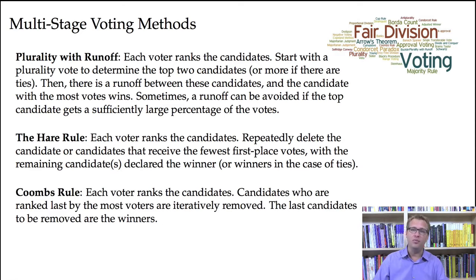And finally, Coombs' rule looks in the opposite direction. So Coombs asks which candidate receives the most last place votes, so which candidate is liked the least. Then you remove that candidate from consideration, you move on to the second round, and you keep going until one candidate is left, or a group of candidates is tied.